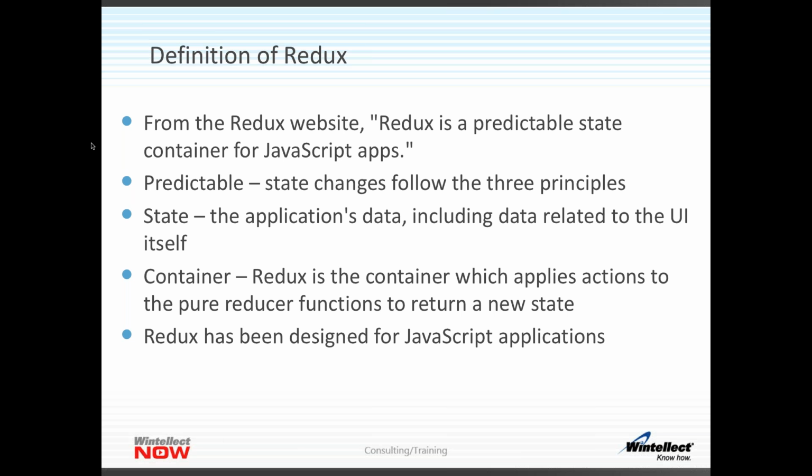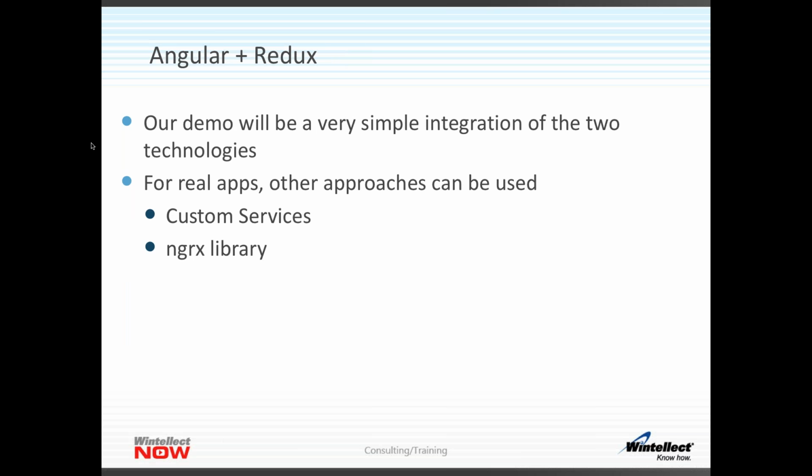All right. The state itself refers to the application's data, but not just the list of colors, but other UI-related data as well. The container, all right, Redux is going to be a container, so we're producing this container where these state changes are going to occur using the reducer functions. And Redux is for JavaScript-based applications. So anywhere your JavaScript application can run, whether it's a web browser or an iOS app, what have you, you can make use of Redux.